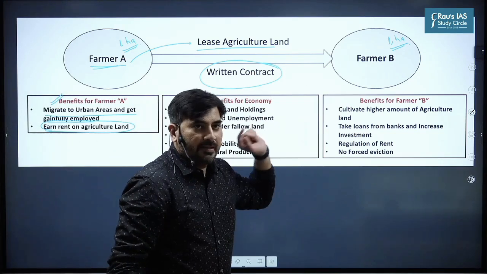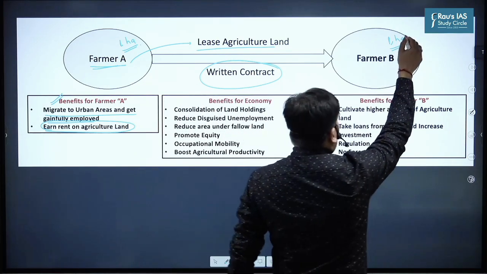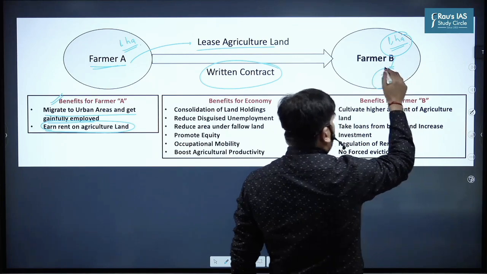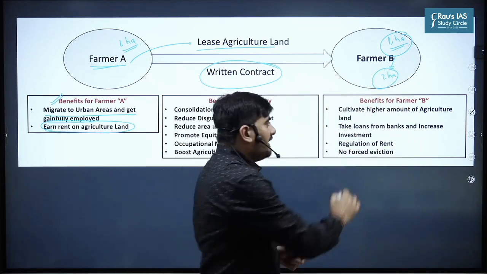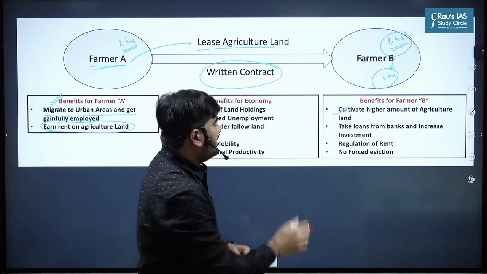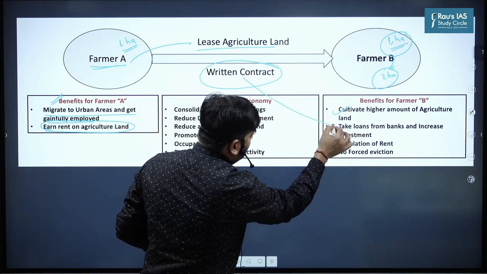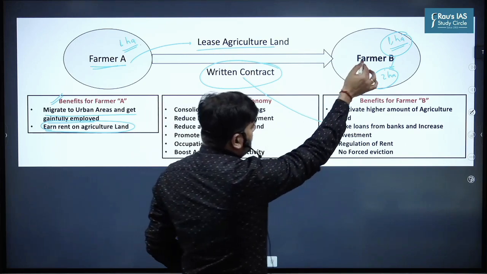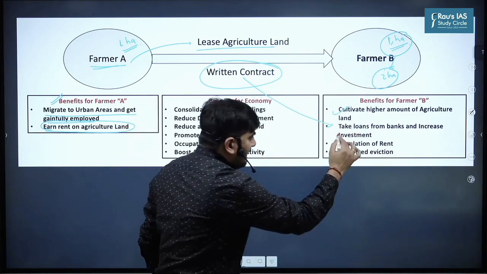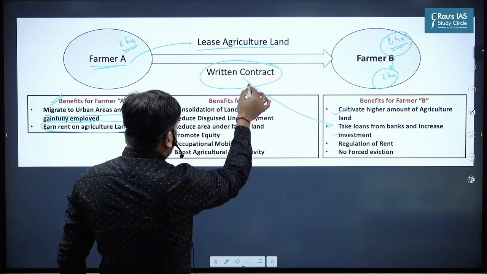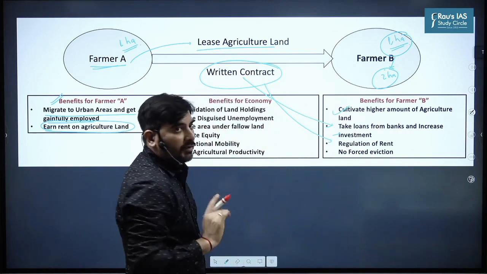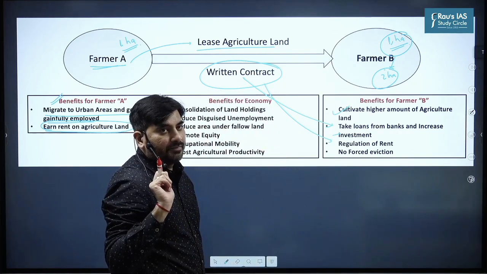Look at farmer B. Farmer B was earlier cultivating only 1 hectare, but now he'll cultivate 2 hectares of agricultural land. So he'll have a much higher area of agricultural land. This leasing is in the form of a written contract. This written contract can be used by farmer B to take loans from the banks and increase the investment. There is a written contract. This written contract will regulate the rent to be paid by farmer B. So there will be no exploitation.